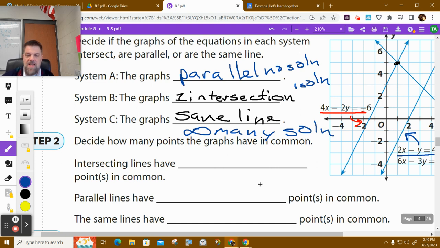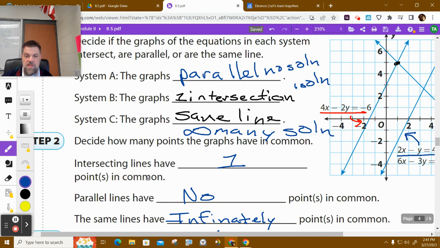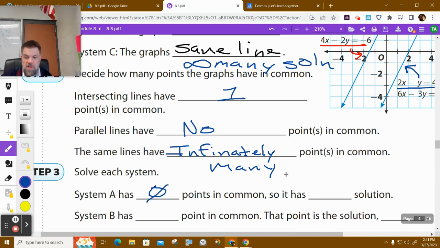So intersecting lines have 1 point in common. Parallel lines have no points in common, and same lines have infinitely many points in common. System A has no points in common, or 0 points in common is another way to say it. 0 points in common, so it has no solution.